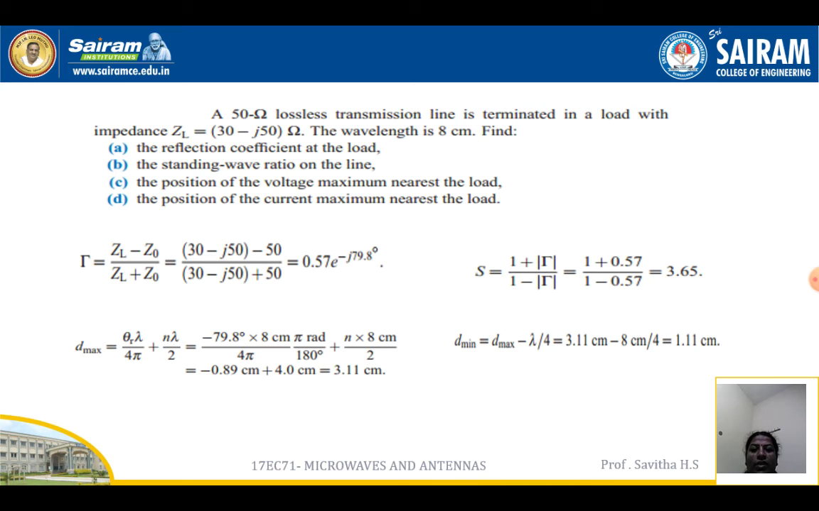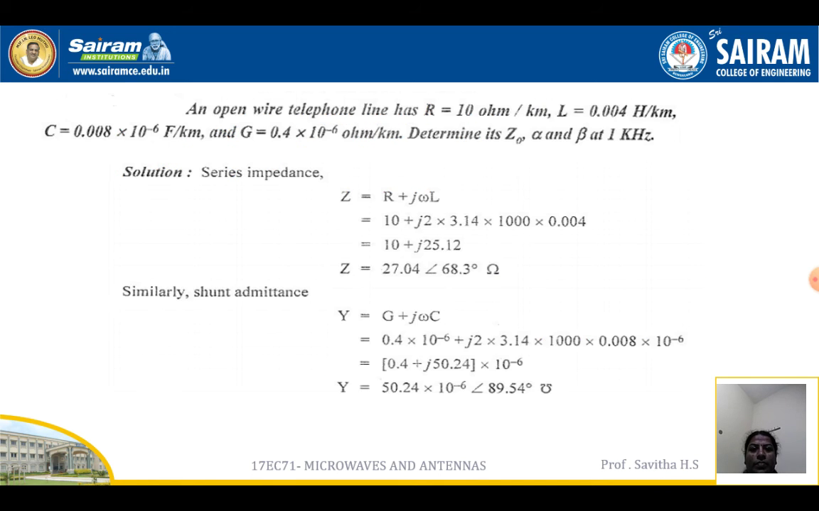So the answer will be 0.57 e to the power of minus j 79.8 degrees. And we know that the standing wave ratio in terms of the reflection coefficient is 1 plus the magnitude of the reflection coefficient divided by 1 minus the magnitude of the reflection coefficient. The answer is 3.65. So d max is theta r lambda divided by 4 pi plus n pi by 2. Substituting all the values, we will get 3.11 centimeters. Similarly, d minimum is equal to d max minus lambda by 4, 3.11 centimeters minus 8 centimeters divided by 4, and the answer is 1.11 centimeters.